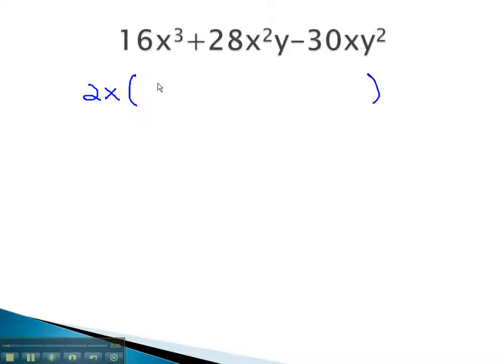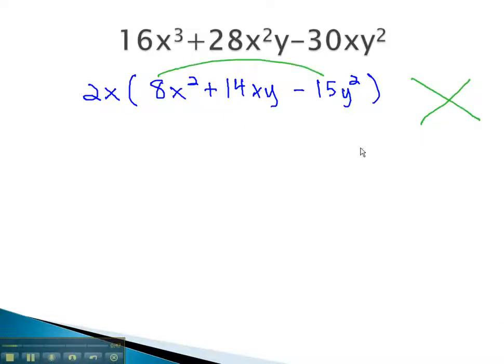Factoring 2x out will leave us with 8x squared plus 14xy minus 15y squared. We can now factor this trinomial using the AC method. We want to multiply to 8 times negative 15, or negative 120, and add to 14.